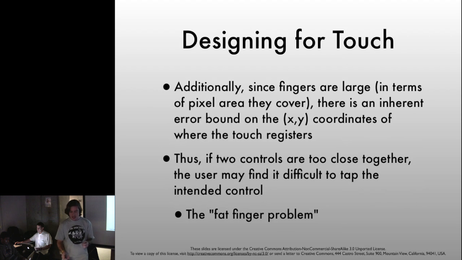The other problem that's related to that is that fingers are pretty large relative to the XY pixels on a screen. And so there's an inherent error bound on where exactly iOS decides the event is centered when a touch goes down. So if you have too many controls that are really close together, the user will have a hard time tapping the one that they meant because there's an imprecision in the actual touching. In HCI, this is something called the fat finger problem. That's actually a technical term.